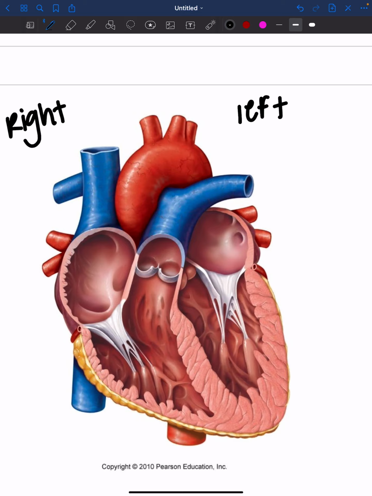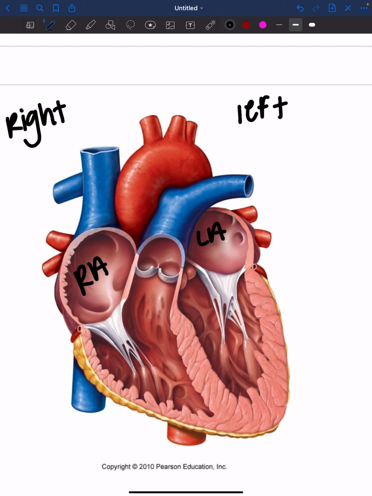So the first thing that I do is label the main parts of the heart, like my atriums and ventricles. Sometimes people get confused on those. But for our atriums, remember that the word atrium is shorter than ventricle. So these are going to be our atriums. We have our right atrium and we have our left atrium.